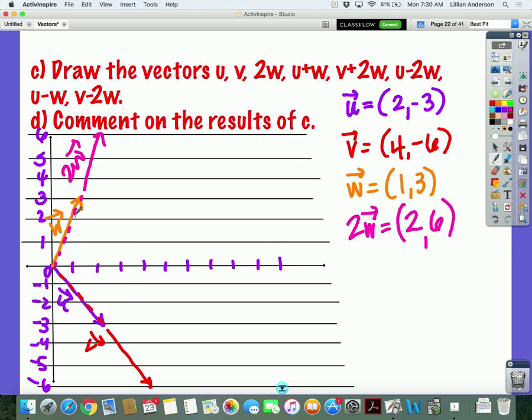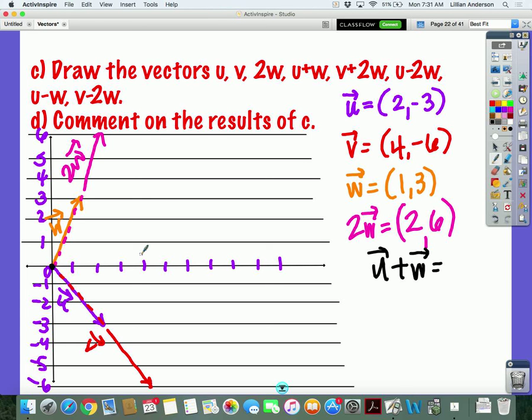Now the next one we're going to do is u plus w. I'm going to do that in black, okay? So vector u plus vector w. Now, when you are adding, you can think, all right, since vector u and vector w have initial points that coincide, I can use the parallelogram method to draw this. So our initial point for the resultant for u plus w is going to be located right there, 0, 0. And it's going to be the diagonal that forms between vector u and vector w, okay?